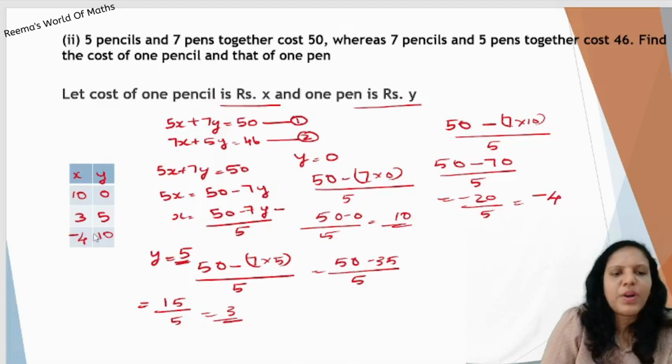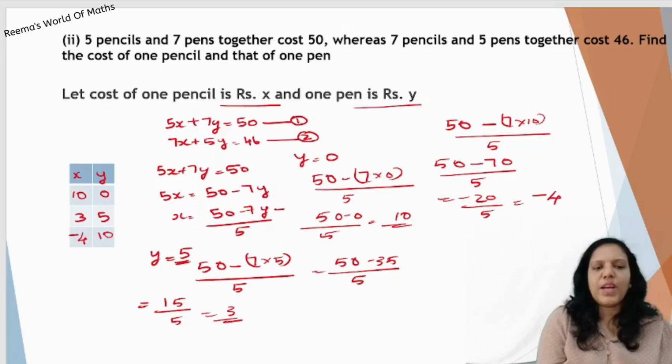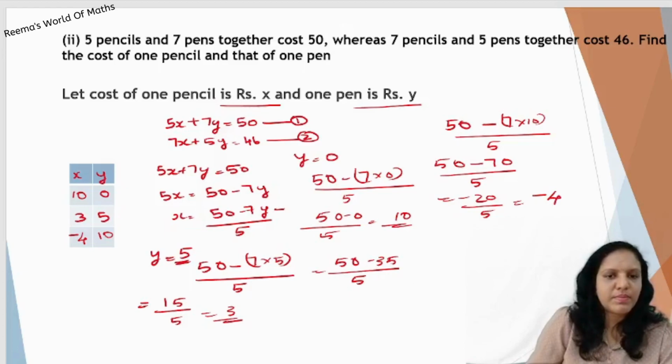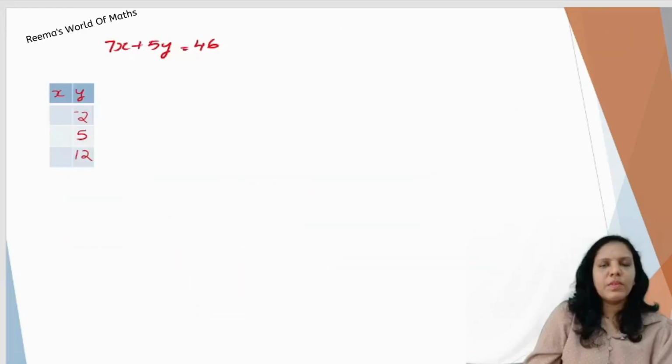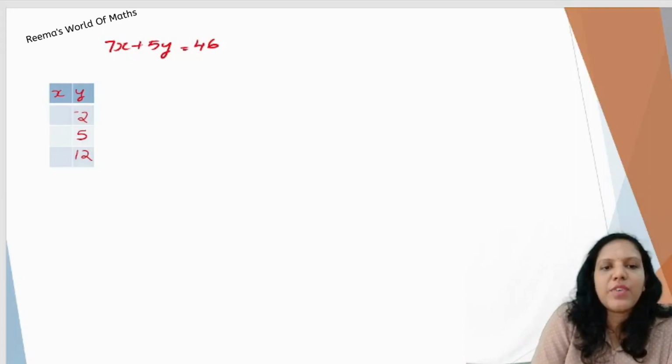So now we have found the coordinates of the first equation, x and y. Now let's find the coordinates of the second equation, which is 7x plus 5y equals 40. This is our second equation. I have put the values for y as minus 2, 5 and 12.